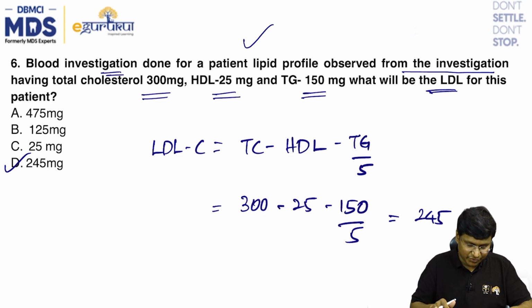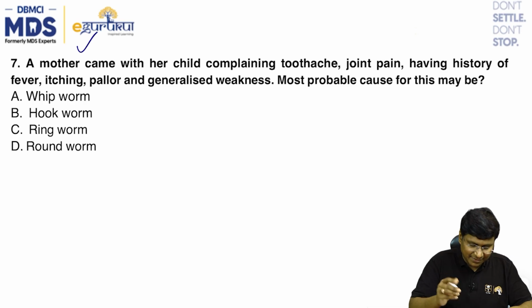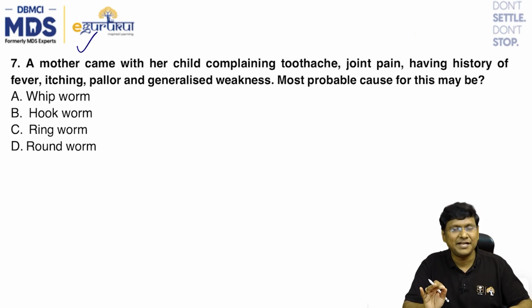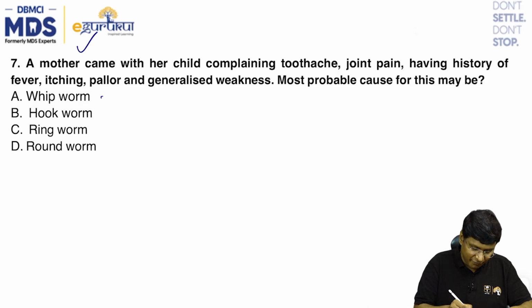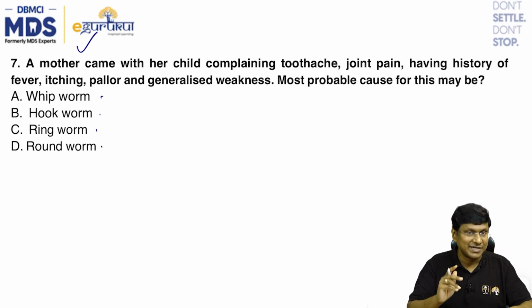All right. Next question. A mother came with her child complaining of toothache, joint pain, having history of fever, itching, pallor and generalized weakness. Most probable cause for this may be: the options are whipworm, hookworm, ringworm and roundworm.